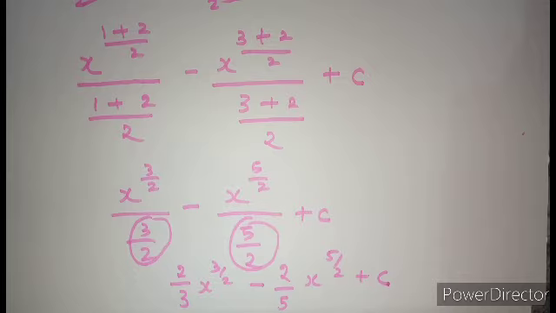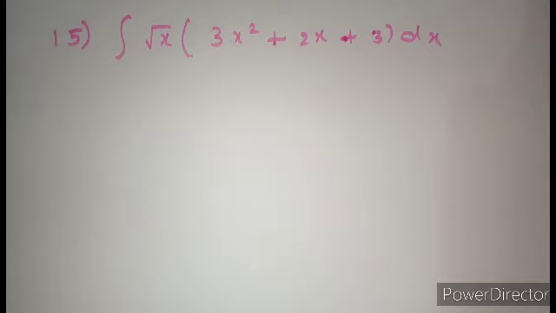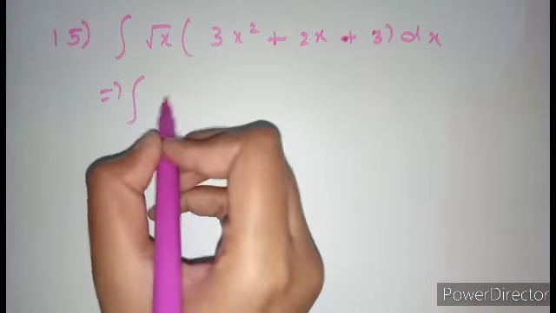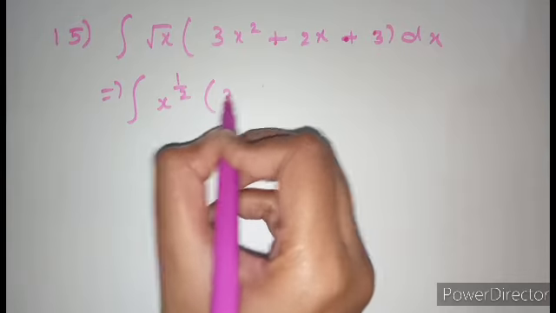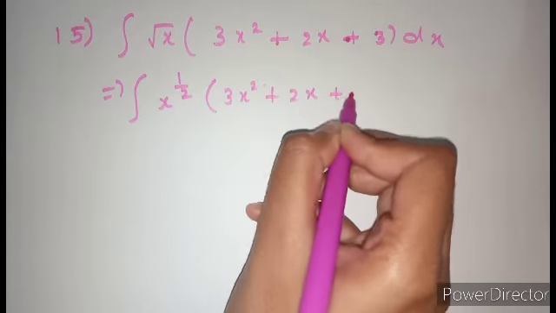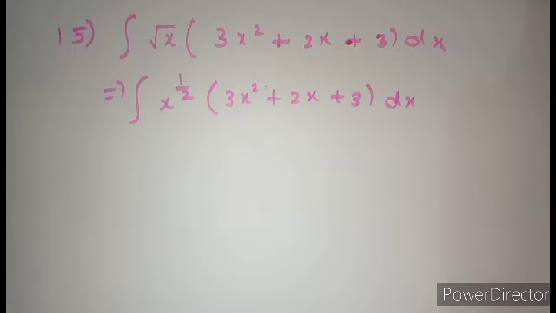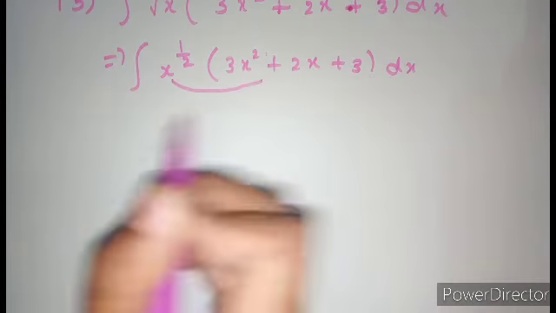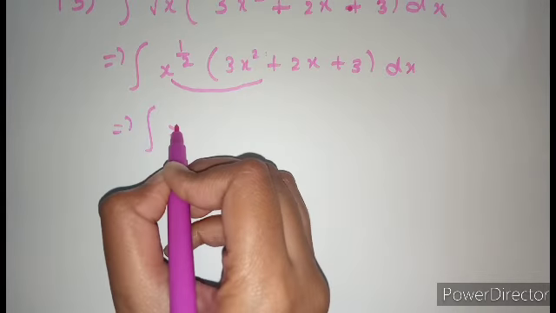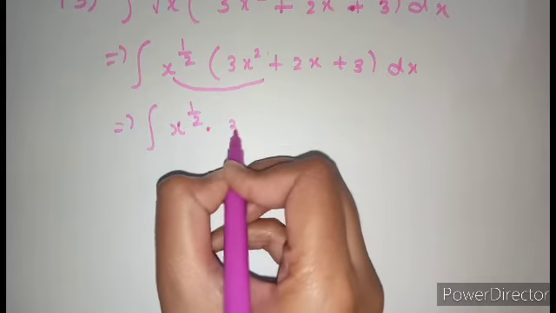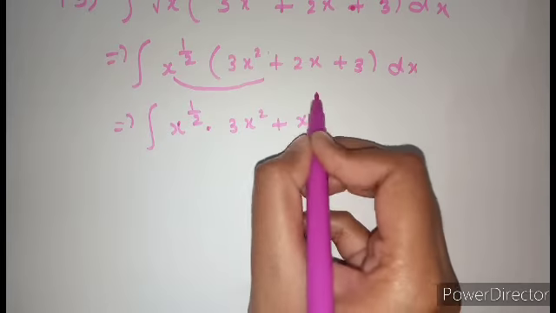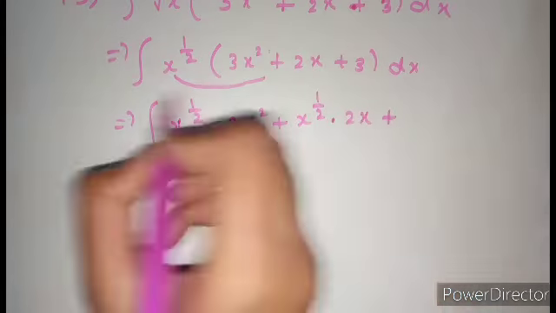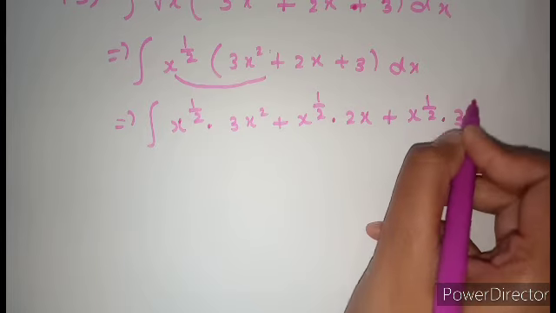Let's move on to 15th question. So here is the 15th question. Integral of root x of 3x square plus 2x plus 3 dx. Root x can be written as x raised to 1 by 2 of 3x square plus 2x plus 3 dx. Okay. Now multiply this x raised to 1 by 2. Integral of x raised to 1 by 2 into 3x square plus x raised to 1 by 2 into 2x plus x raised to 1 by 2 into 3 dx.